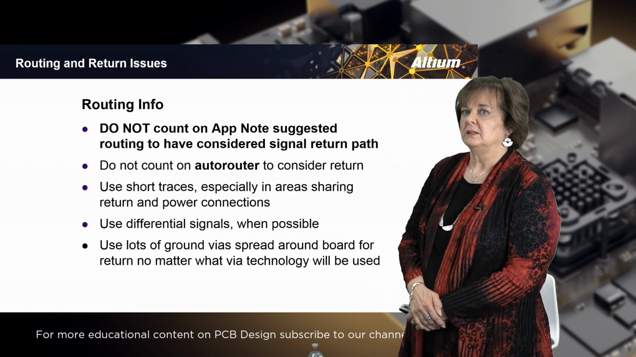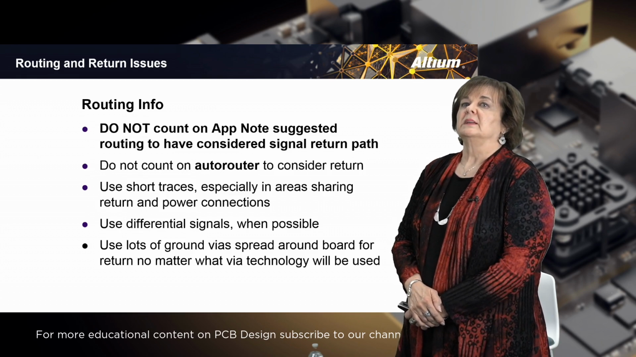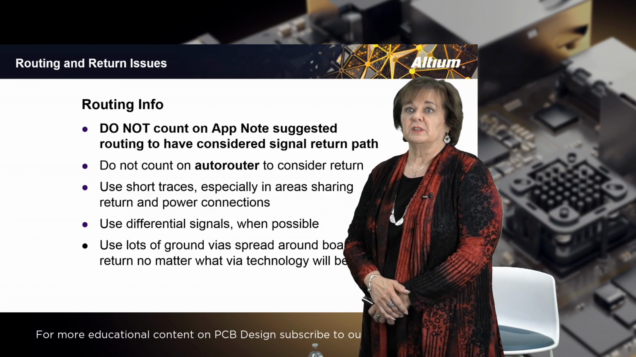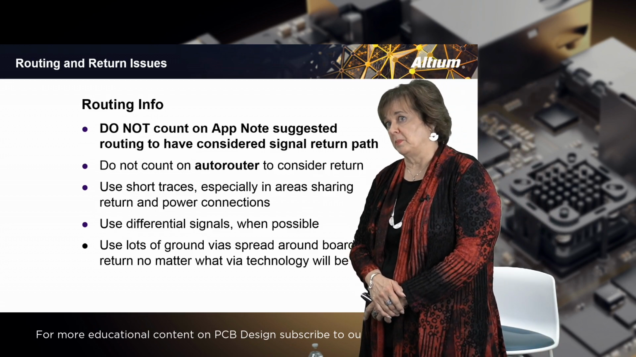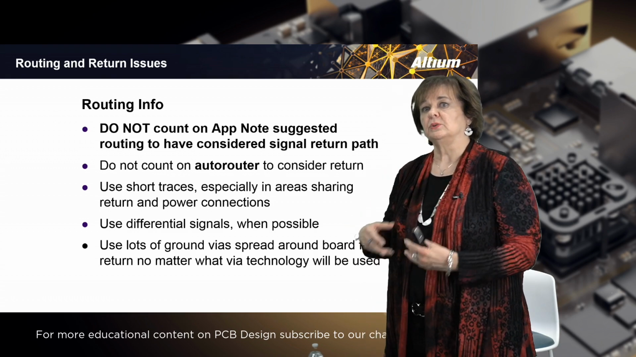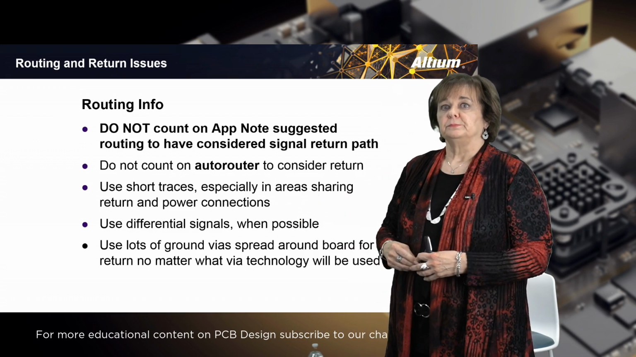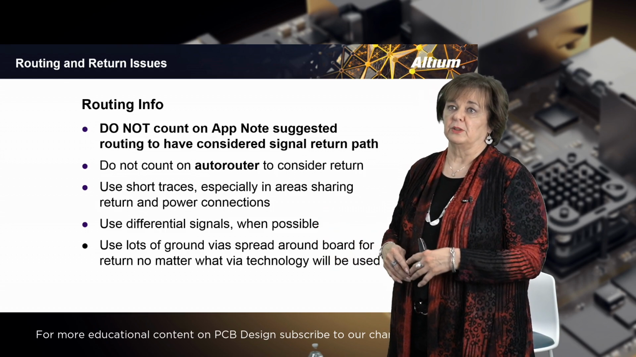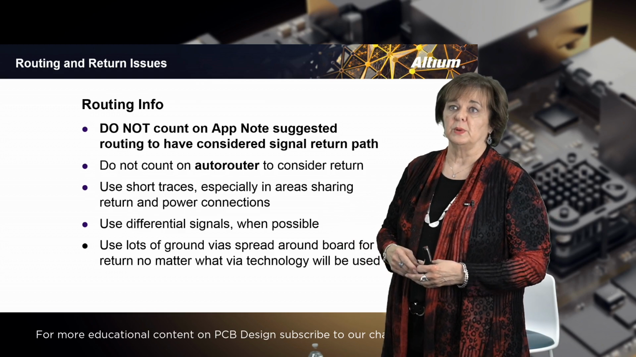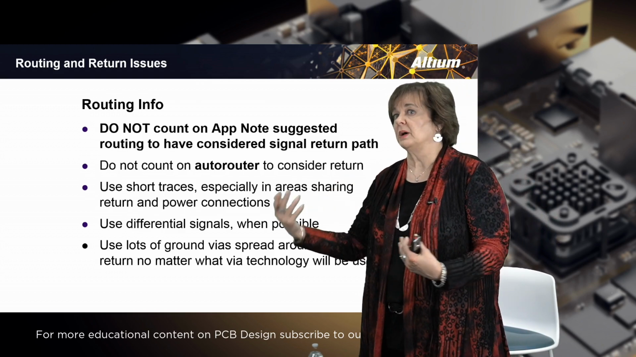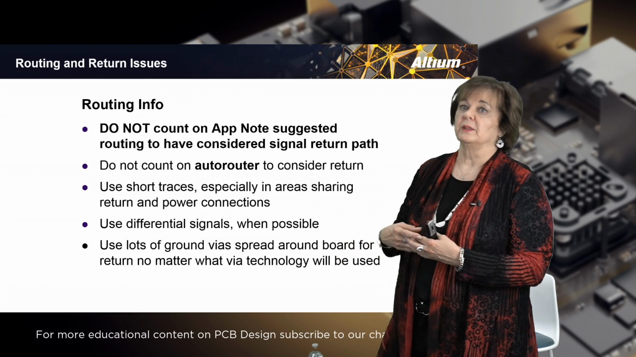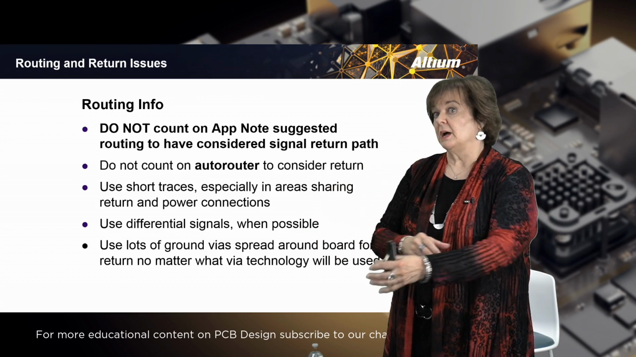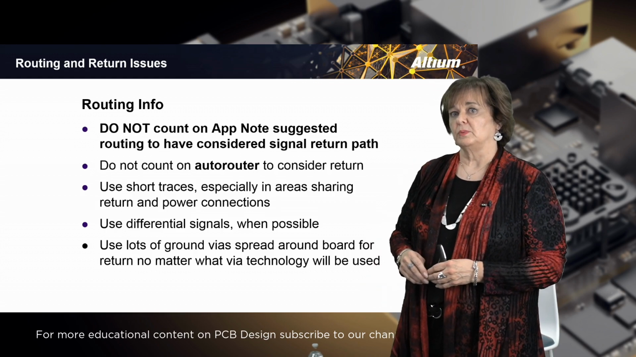Do not count on the app notes to suggest routing to have considered the signal return path. They probably won't, and you will need to think about that yourself. Do not count on the auto router to have considered return path if you put something into an auto router, because it doesn't think about return path, it doesn't know about return path, and so you may or may not be able to clean that up once it has routed those sections of the board.